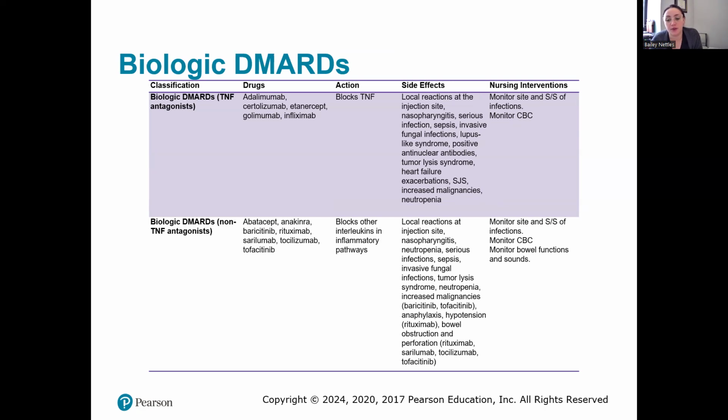Two of them, the two right here, have increased malignancy, so you have an increased risk of having some kind of tumor cell. You can be allergic to it. You can have hypotension with the rituximab. Also with the rituximab and these other ones, you can have bowel obstruction and perforation. Usually these meds cause really bad constipation that can lead to the bowel obstruction.